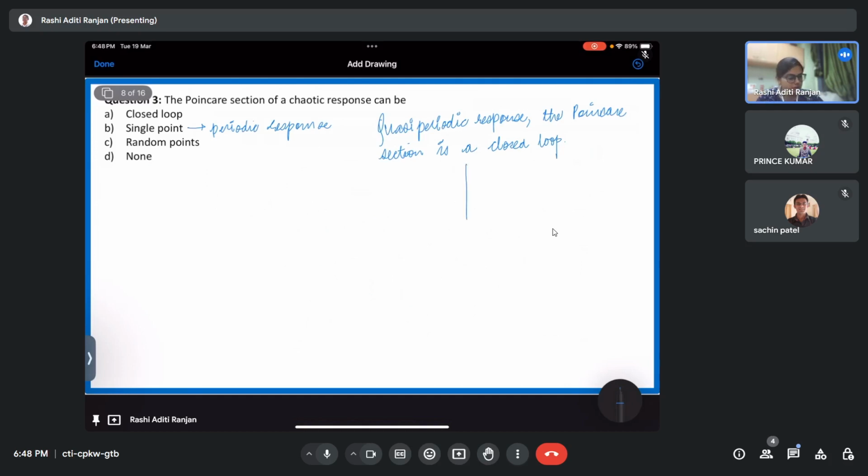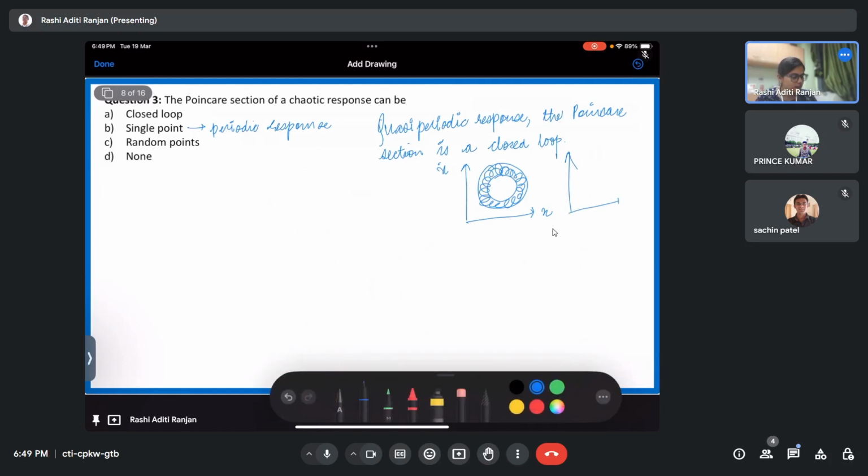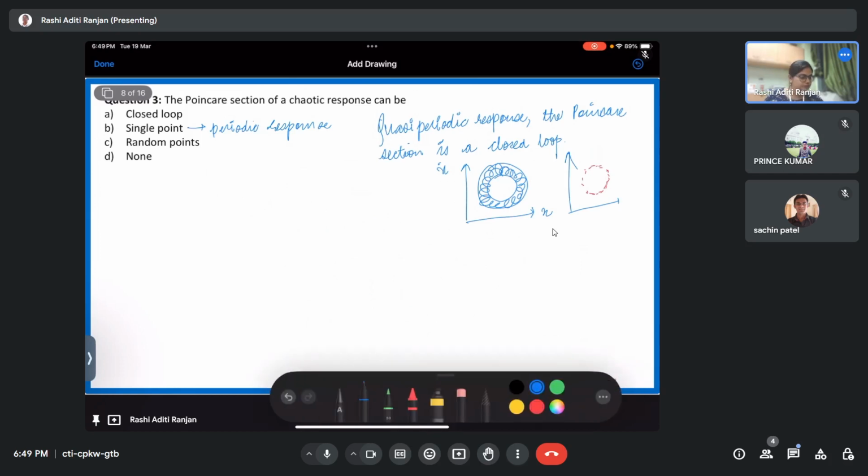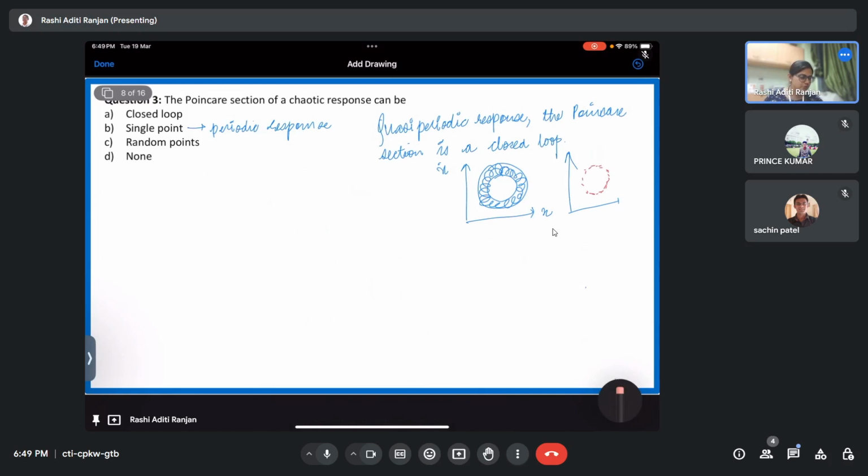Let me just give a brief about quasi-periodic response. As you remember, it is going to have something of this kind, a torus kind of a phase plot, and its Poincare section would be something like this, a circle. If you take the points at every time, it is going to be a circle. Anyways, any closed loop, not particularly a circle, it can be any closed loop, right? So closed loop is also not a correct option.